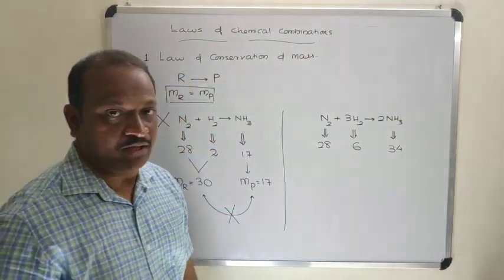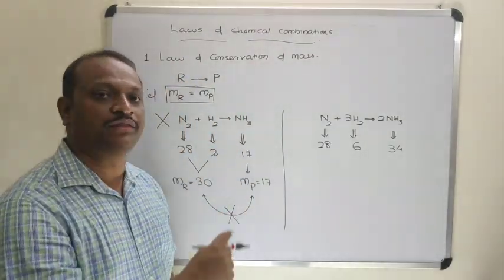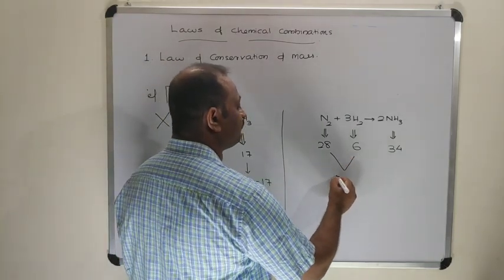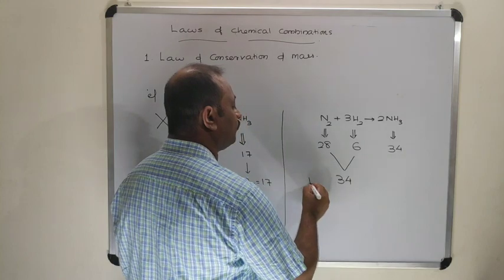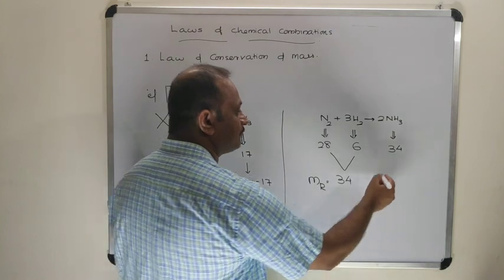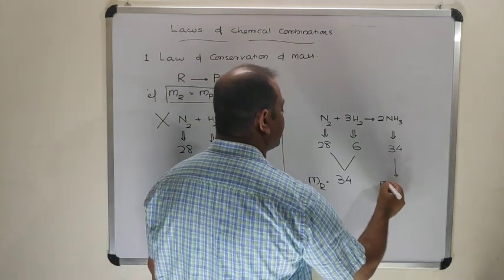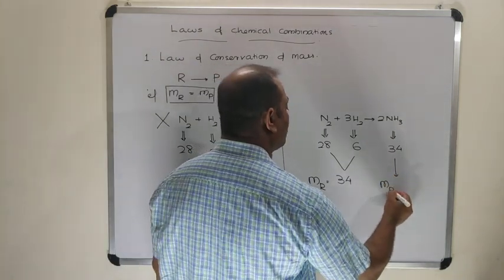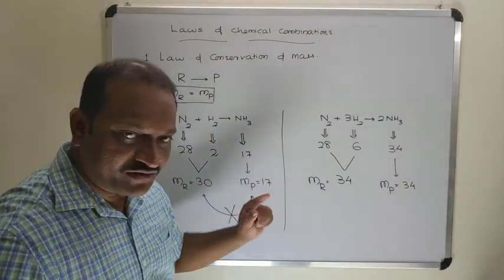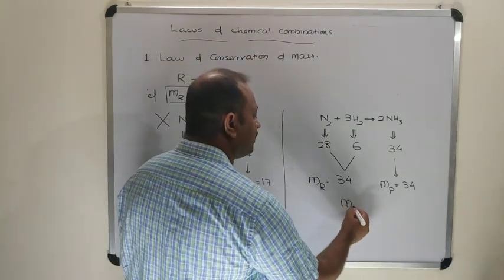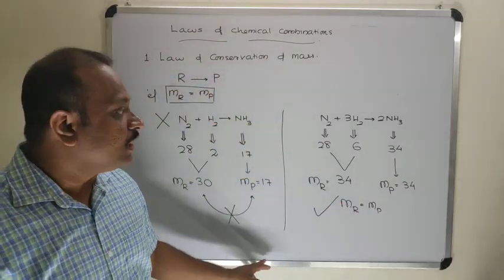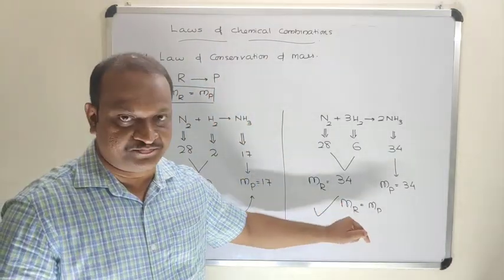Now, let's verify whether the mass of the reactant is equal with the mass of the product. So what is mass of reactant? See, mass of reactant, you can write 34. Mass of reactant is equal to 34, and mass of the product is equal to 34. So in this particular case, you can see that mass of the reactant is equal to mass of the product. Means this obeys law of conservation of mass.